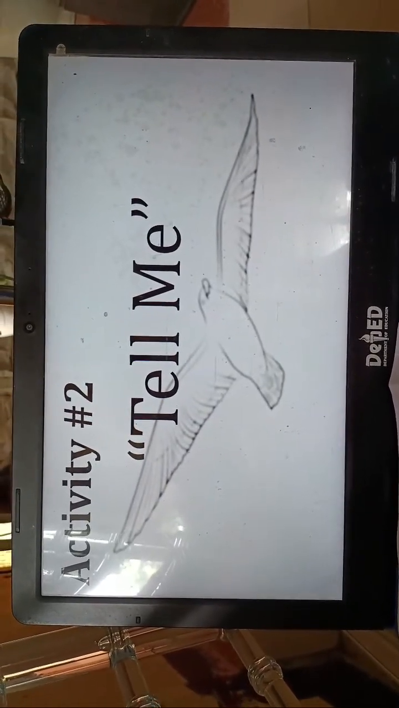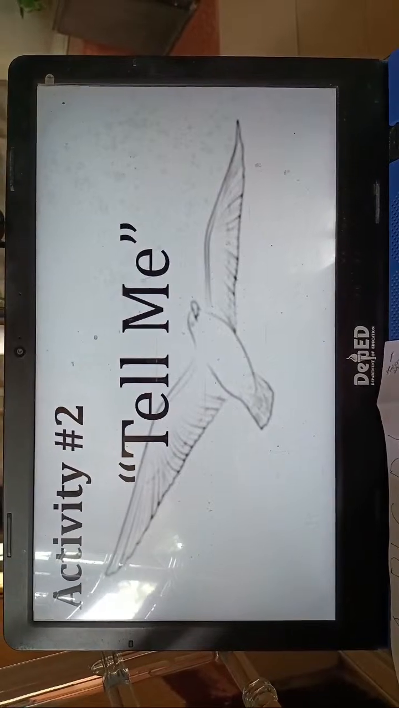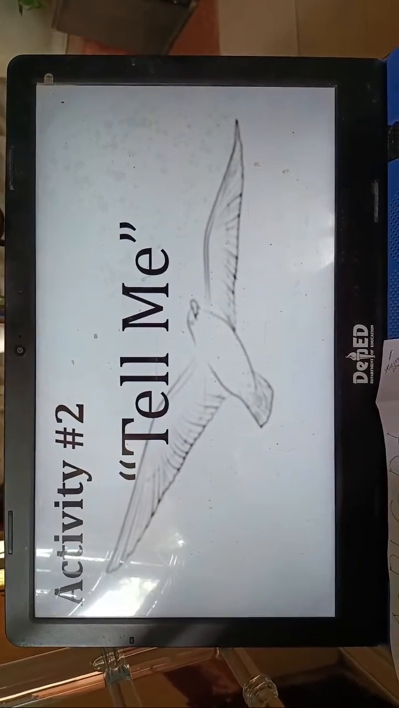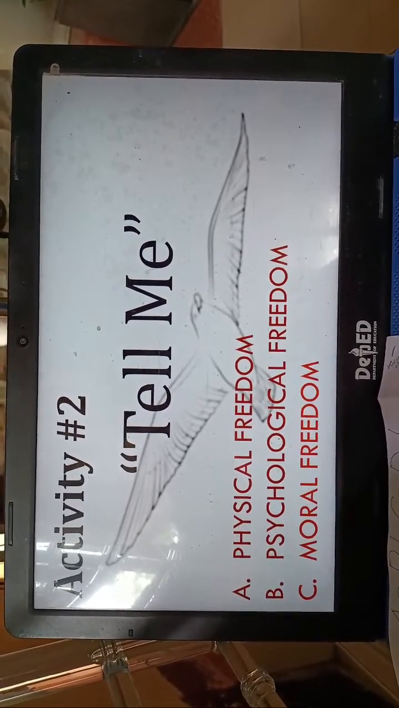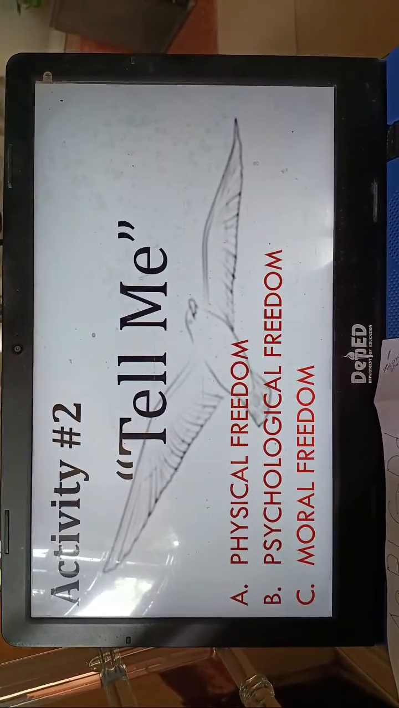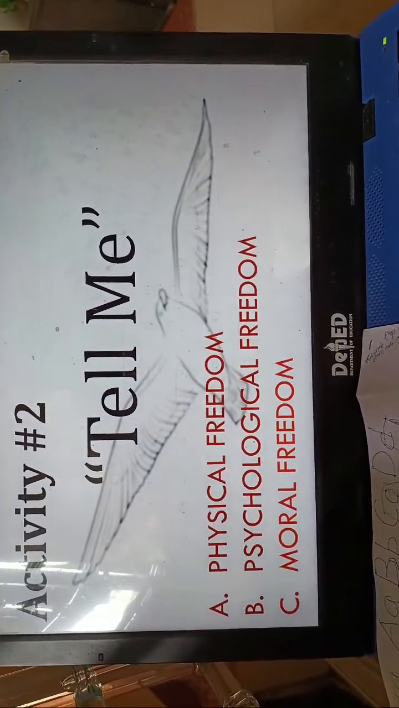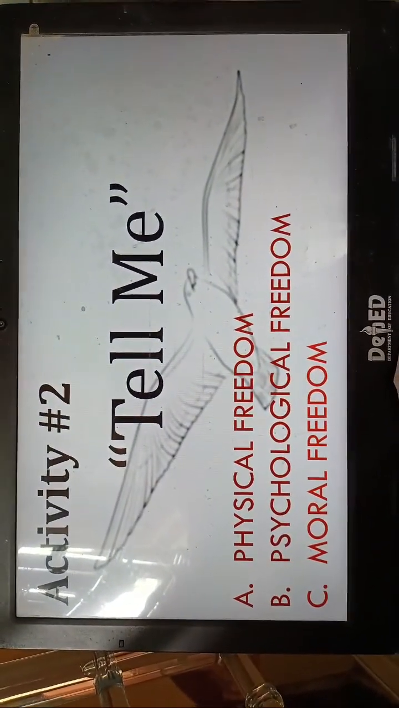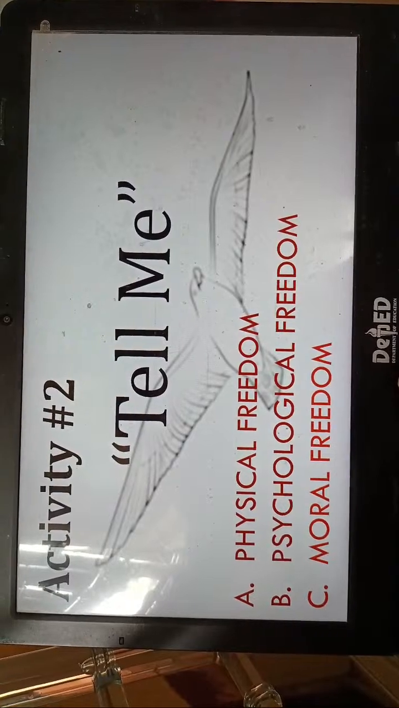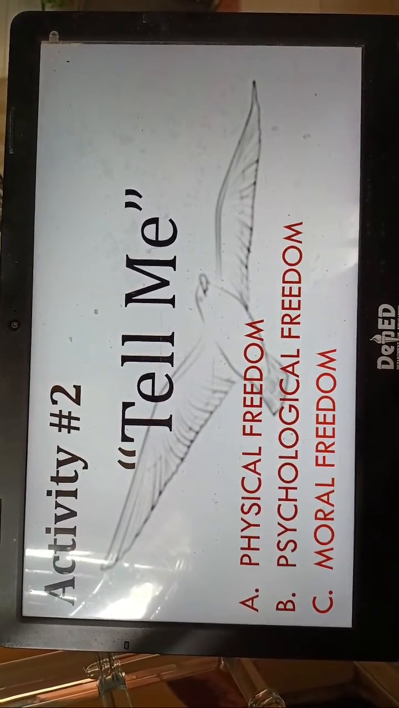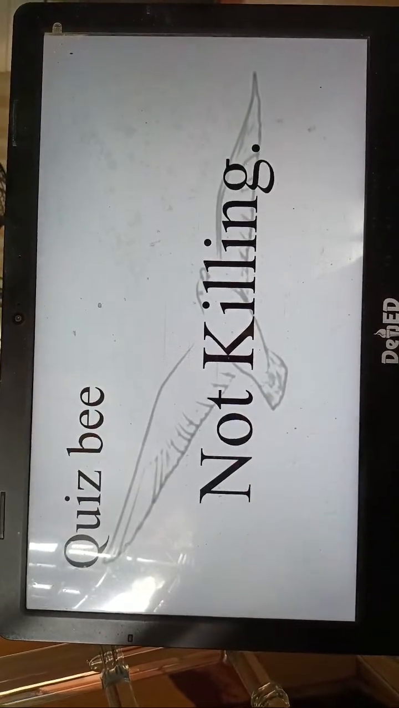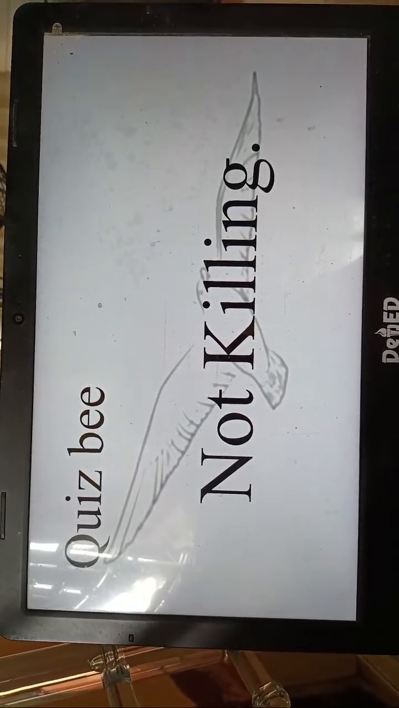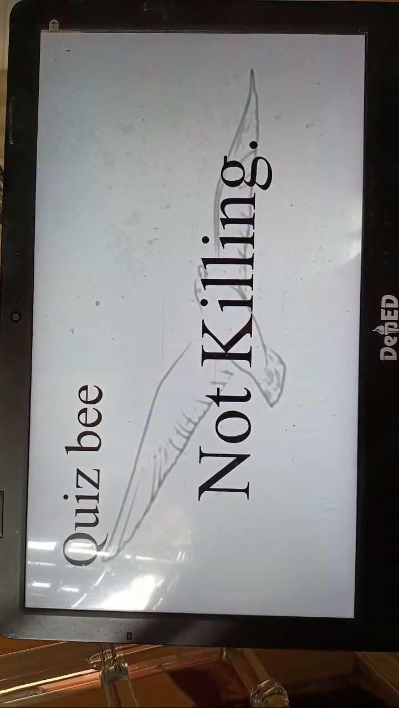Okay, for activity 2, you tell me whether the statement is exercising physical freedom, psychological freedom, or moral freedom. So you can answer me with A, B, C. A for physical freedom, B for psychological, and C for moral freedom. Sige, let's start with not killing. Is it physical, psychological, or moral?